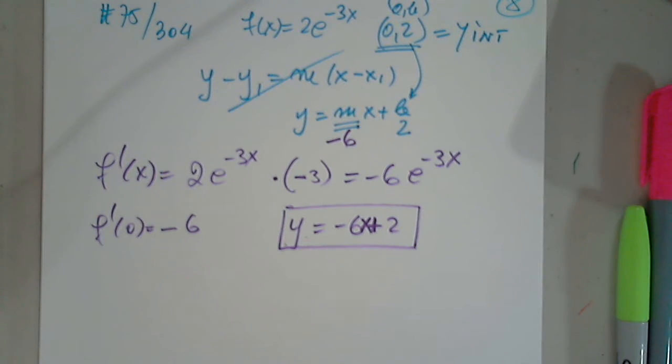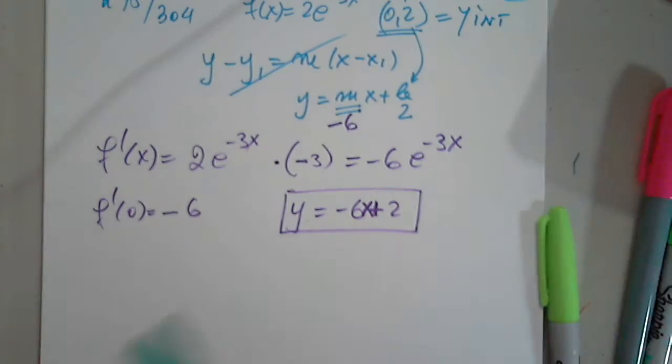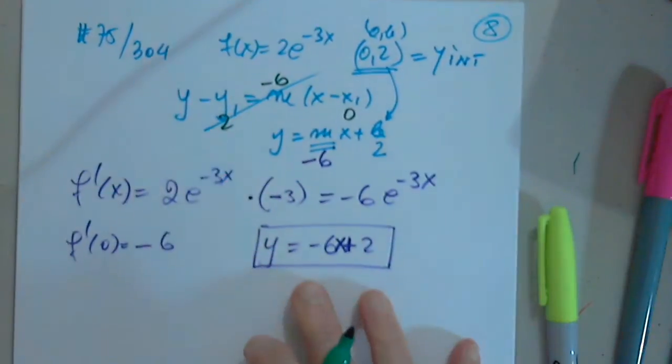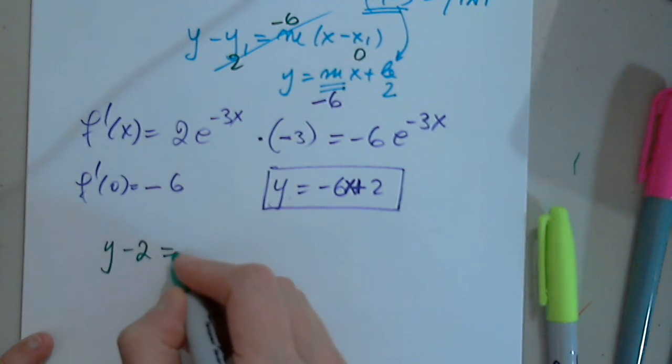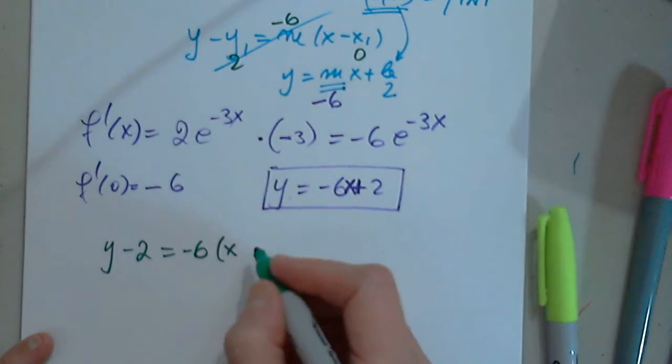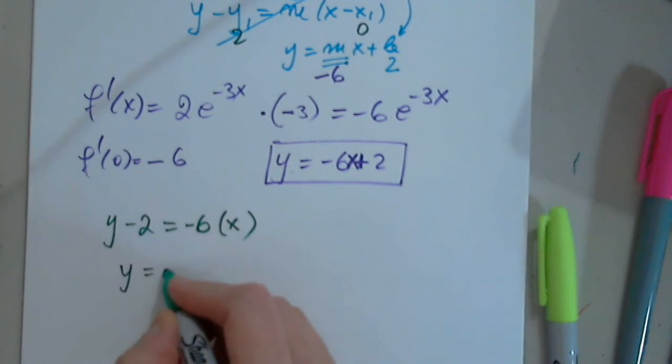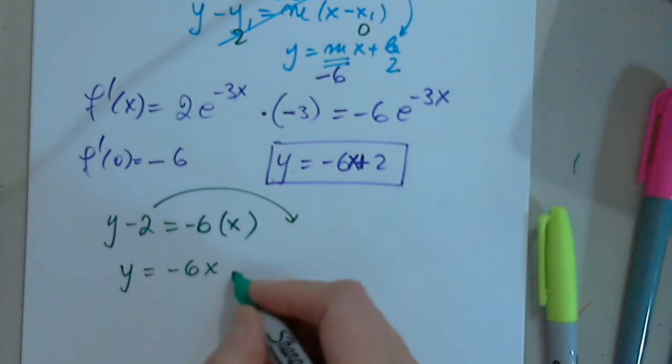If we had to use the first equation, how do we do that? Let's do it. So for this equation, I have 0 and 2 and negative 6. Y minus 2 equals negative 6 times x minus 0, which is x. So then I have y equals negative 6x, and I move this, and I get plus 2.